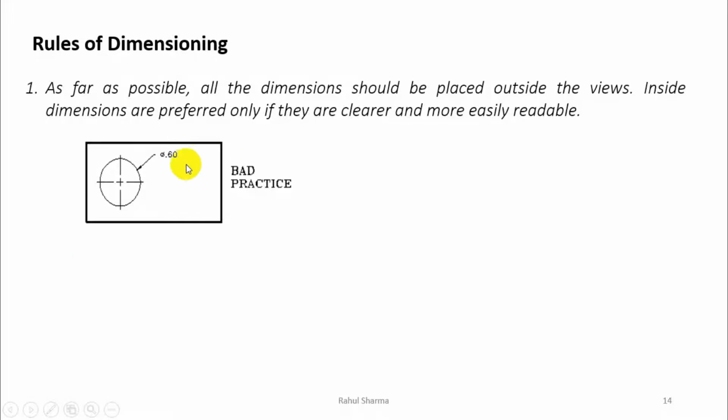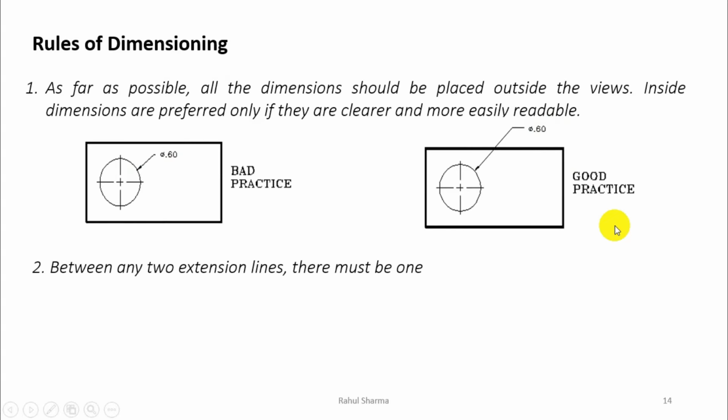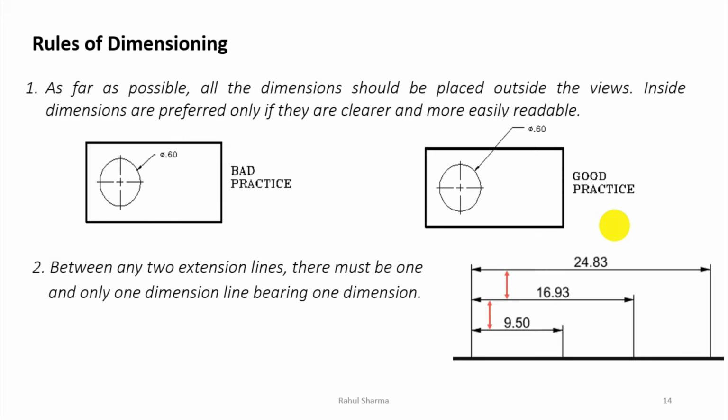Here we have written the diameter value 60 inside the object. We must not do it like this. Take it out and then do the dimensioning. Second, between the two extension lines there must be one and only one dimension line bearing one dimension. Let's say we have to give the dimension of this part and this part. We should not draw only two extension lines and then do dimensioning. For one dimension there should be two separate extension lines.